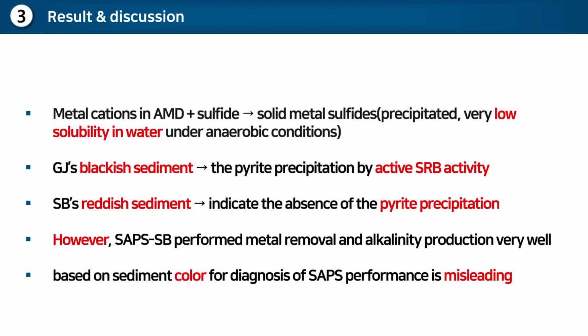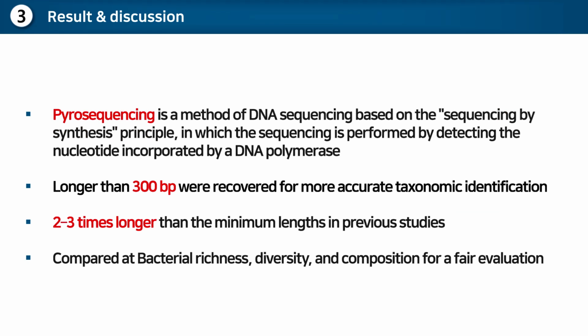Possibly due to the active SRB activity, the reddish sediment in SB might indicate the absence of the pyrite precipitation. However, the physicochemical analysis demonstrated that SB performed metal removal and alkalinity production very well. This indicates that diagnosis of SAPS performance merely based on sediment color can be misleading. They proceeded with pyrosequencing analysis of SAPS bacterial communities.